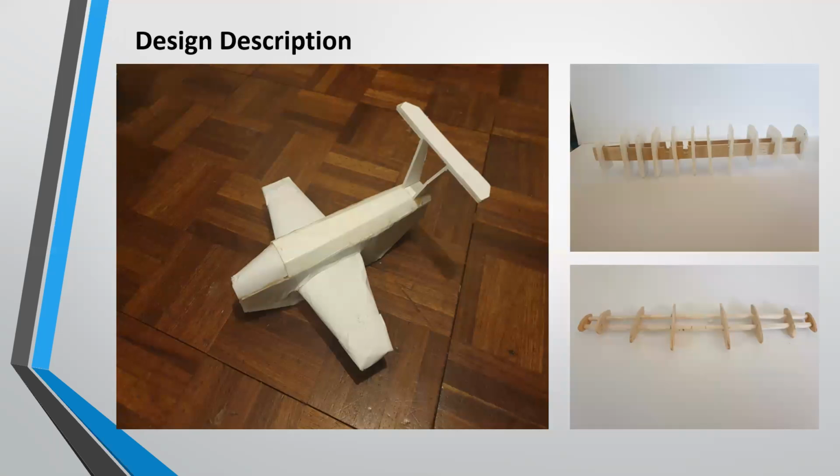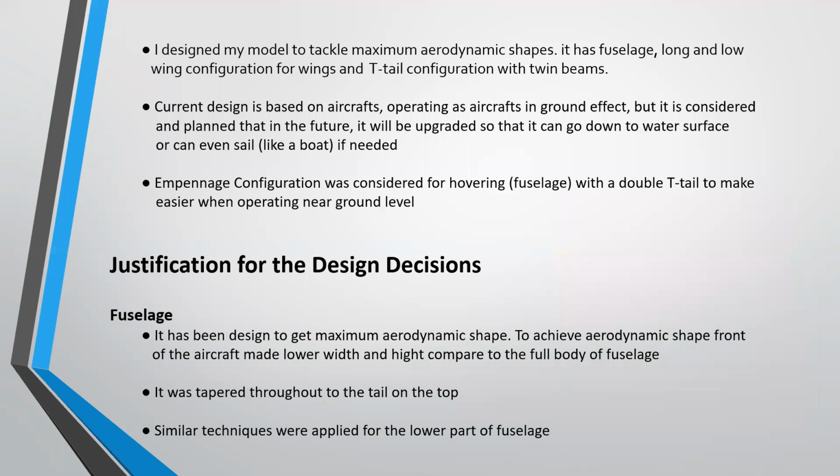This is my project model, and in the picture you can see the structure of my fuselage and my wing as well. I designed my model to achieve maximum aerodynamic shape, and it has a long fuselage and low wing configuration for the wings and a T-tail configuration with twin beams.